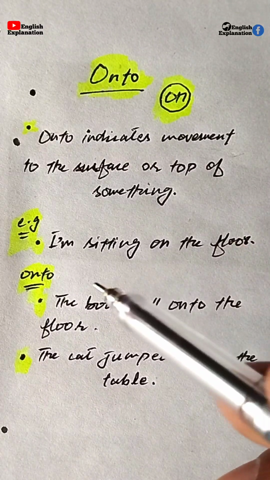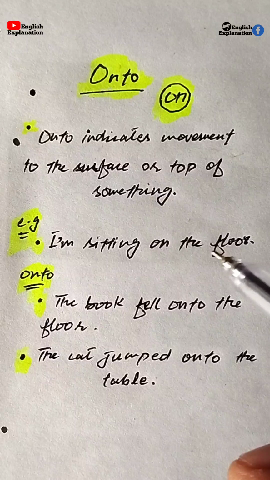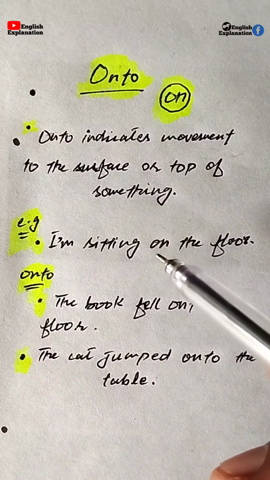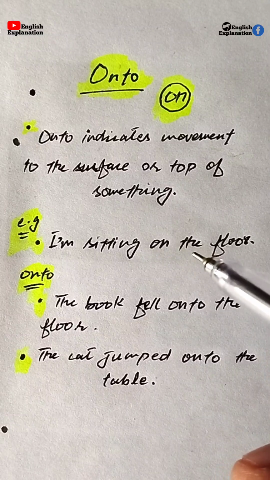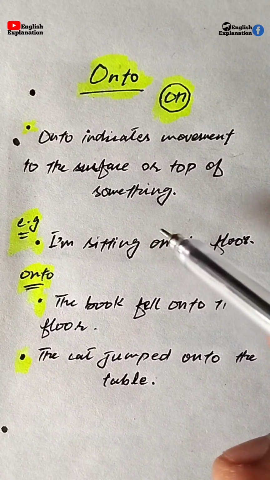Let's see an example. I'm sitting on the floor. Here we are using on because it's not direction. We're just sitting on the floor. That's why we are using on here.